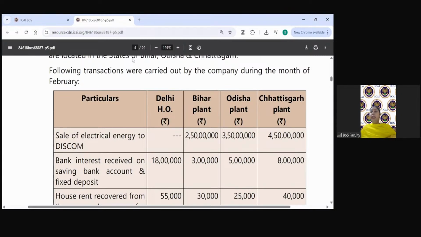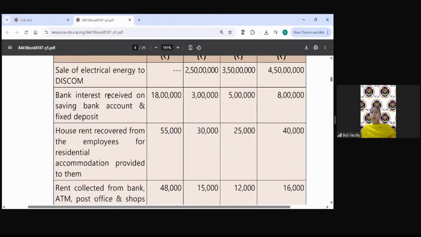So the following transactions were carried out by the company during the month of February. The question has given us the transactions which are carried out by Delhi HO as well as the 3 power plants, Chhattisgarh, Odisha, and Bihar. For each, the transactions have been given to you. Now, the first transaction is sale of electrical energy to DISCOM. When we read this, we get this particular provision in our mind that okay, electricity sale is exempt. So if they ask something relating to taxable supplies, then this will not be counted.